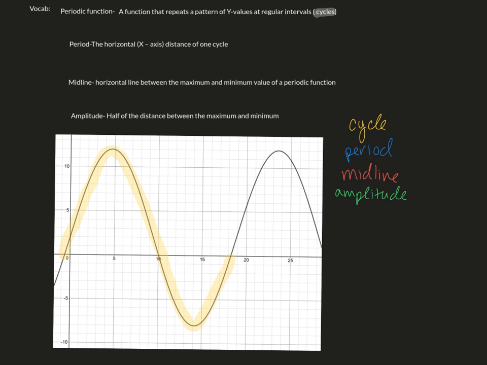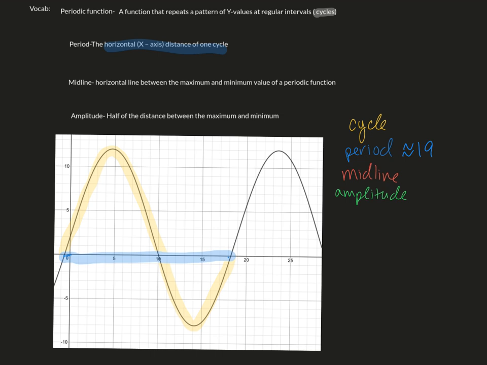For the period, it says we need the horizontal distance of one cycle. So I'm going to look at the x-axis and find what that distance is. When I look here, I notice that it starts just before 0, but not quite to -1. And then I notice it goes 15, 16, 17, 18, just past 18, but not all the way up to 19. So from 0 to just over 18, plus the negative bit that's over here, I'm going to say that's probably about 19. So I'm going to say the period is about 19.